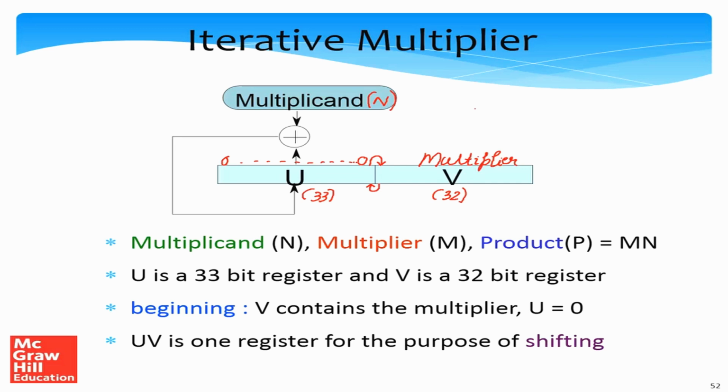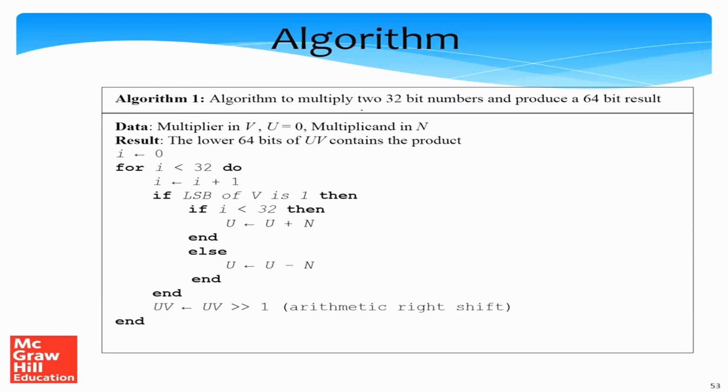Alright, so that is the way that we start. We load the multiplier in register V. Register U will contain all zeros, and the multiplicand will be in register N, which is shown on top. And we'll have a circuit over here where we load the current contents of U, add it to the multiplicand, and the result of the addition is fed back to the register U. That's pretty much the only circuit, but let's take a look at the algorithm that will show how exactly this circuit works. The algorithm is as follows. We want to multiply two 32-bit numbers and produce a 64-bit result.